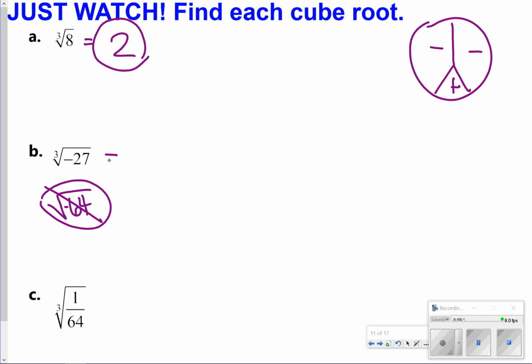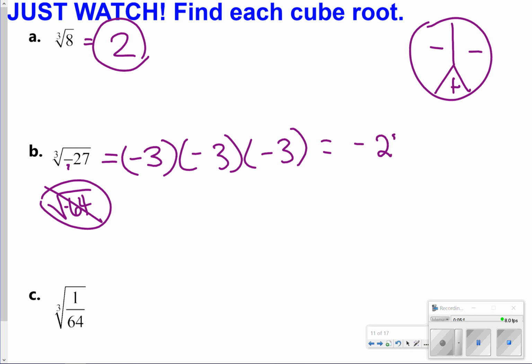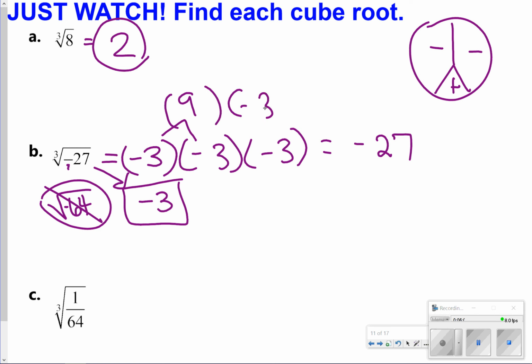So in this case, you just focus on the cube root of 27, which I know is 3, but since it has a negative with it, we keep the negative. So my answer, if I do negative 3 times negative 3 times negative 3, that will give me negative 27. So my answer for this cube root of negative 27 is negative 3. Okay? Negative 3 times negative 3 is 9. And then 9 times negative 3 still equals negative 27. That's just my work shown there.